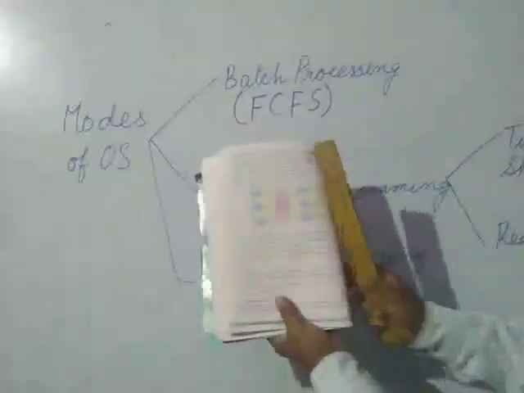In this diagram, you see job 1, job 2, job 3. All these similar types of jobs are waiting to be executed by the operating system. They are batched, meaning similar types of jobs are here which are to be executed by the CPU one by one at a time, giving equal importance to all the jobs.